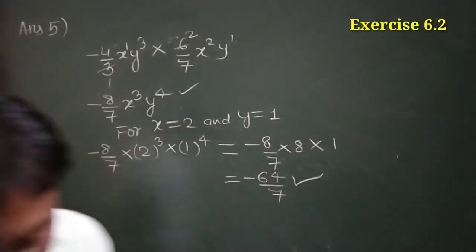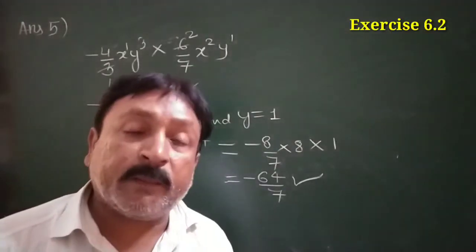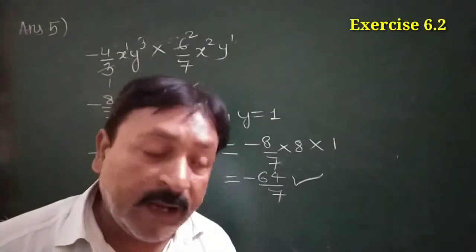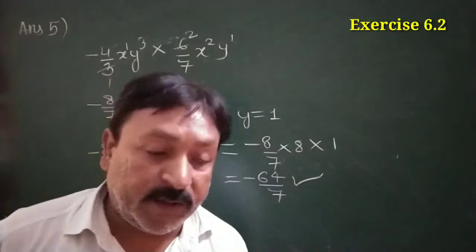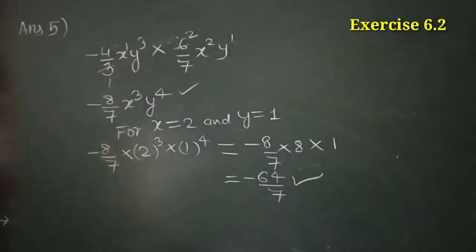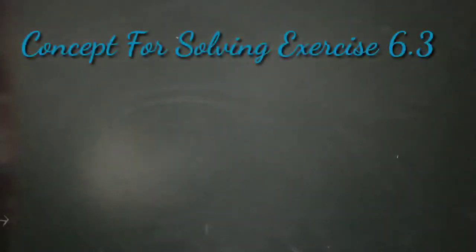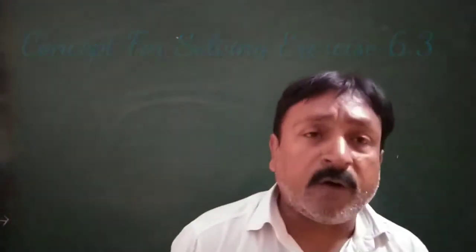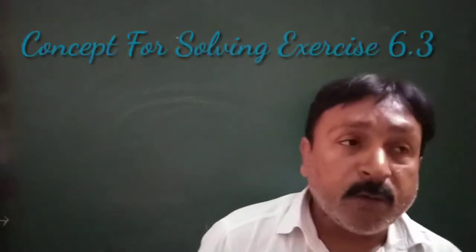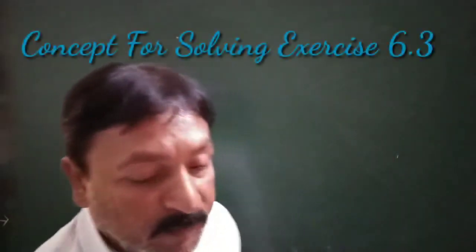So students, you have to complete exercise from question number 1 to question number 5. Okay, cut question number 6, and now we will do exercise 6.3. Okay students, now we will understand the concept for solving the exercise 6.3. For that we have to learn some identities.